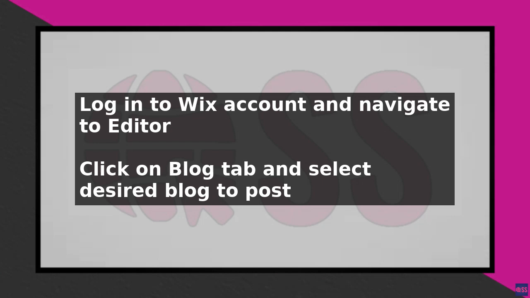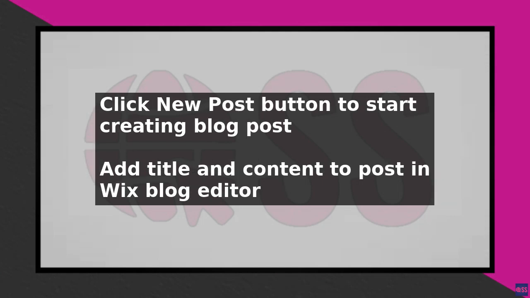To get started, log into your Wix account and navigate to the Wix editor. From there, click on the Blog tab in the top menu bar and select the blog you want to post to. If you don't have a blog yet, you can create one by clicking on the Create Blog button. Once you are in your blog, click on the New Post button to start creating your blog post.